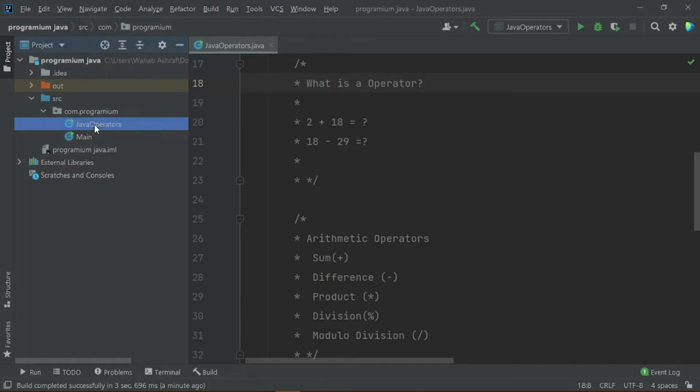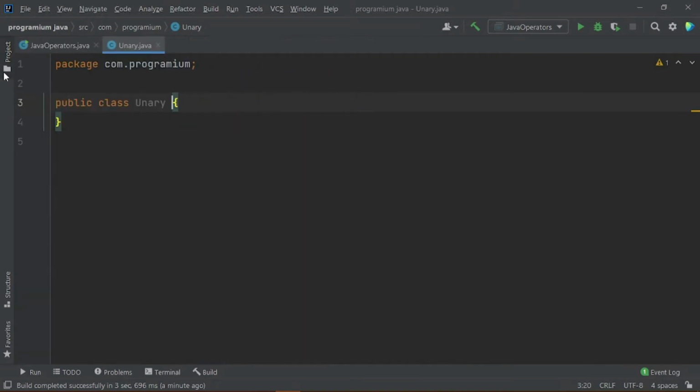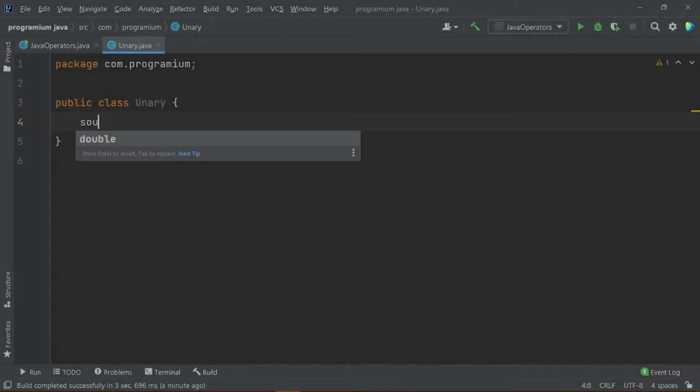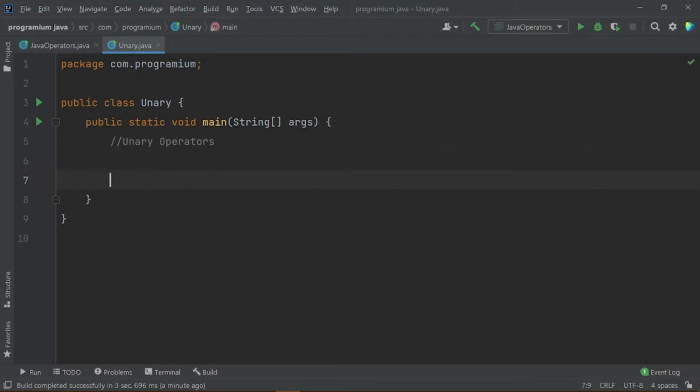Let me again create a new Java class here by the name of Unary, and first we have to write the main method. After that I will tell you what the unary operators are. In English, uni stands for 1. So that means in these types of operations only one operand is used.